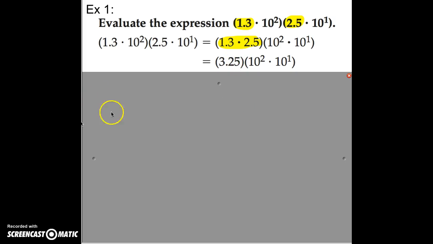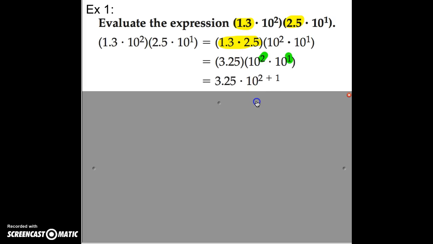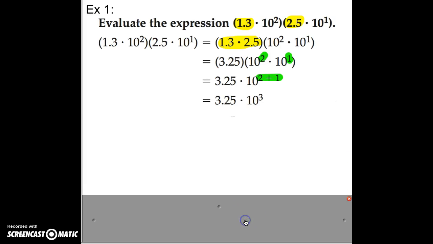Step 2, we need to add the exponents on our 10. So in this case, we've got 2 and 1. Well, 2 plus 1 is 3. So our final answer is 3.25 times 10 to the third.